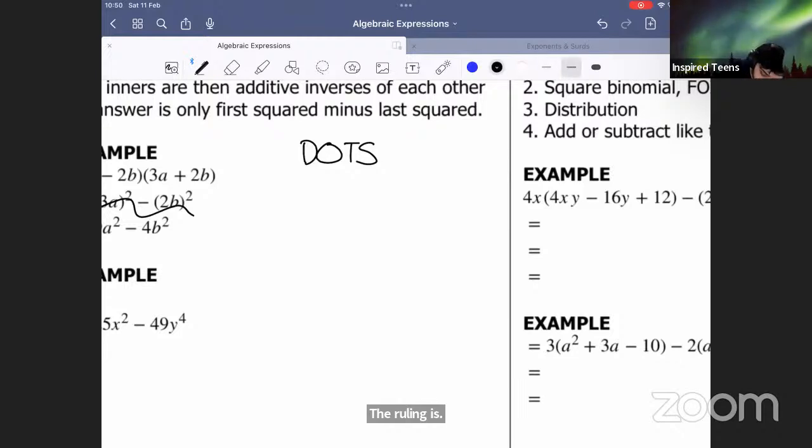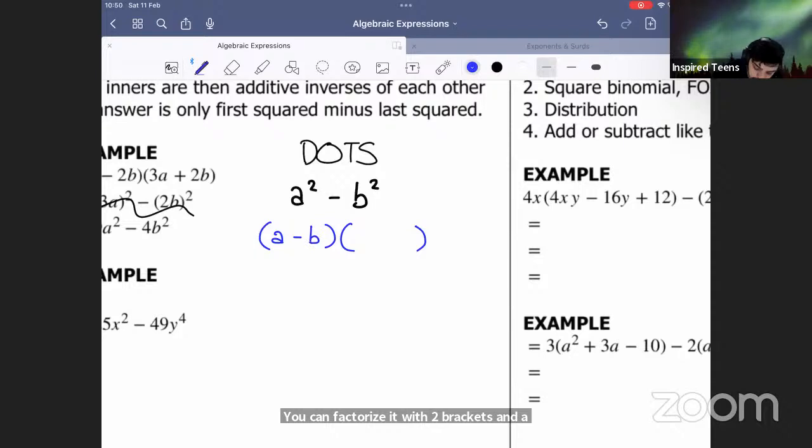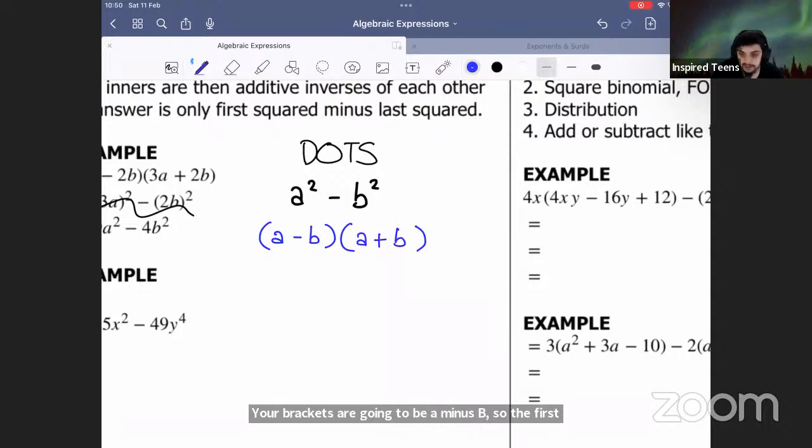when you have a squared minus b squared, which is the difference of 2 squares, you should always simplify it. You can factorize it with two brackets, and 100% of the time, your brackets are going to be a minus b, so the first term minus the second term, and the first term plus the second term.